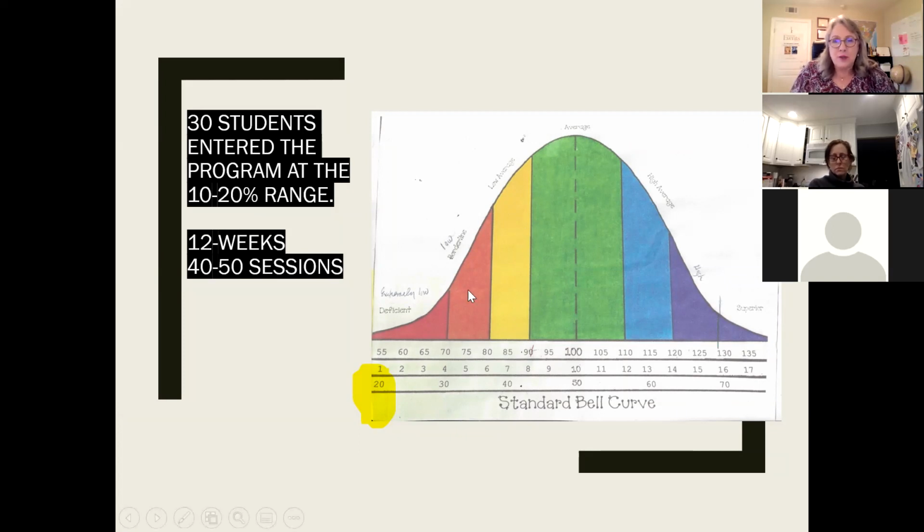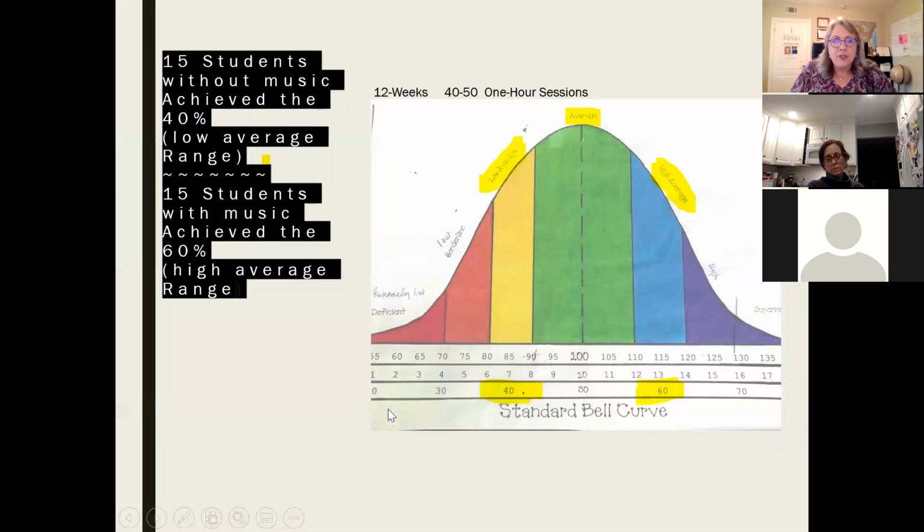So when 30 students were in my doctorate program, 15 used the music and 15 didn't. But they all came to me at the 10 to 20 percentile range, which is down here. After 12 weeks, which is what my 2 internal review boards required, the students achieved the 40 percentile range without the music, and with the music, they achieved the 60 percentile range in vocabulary.